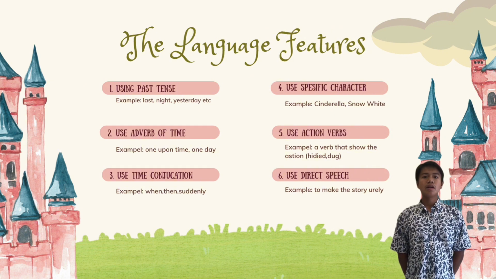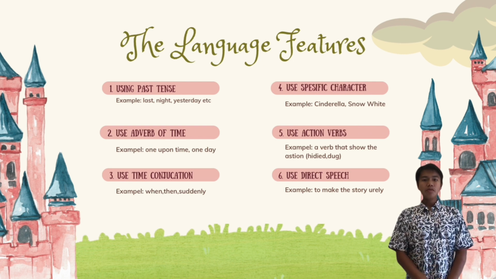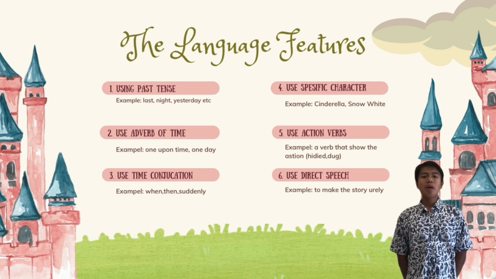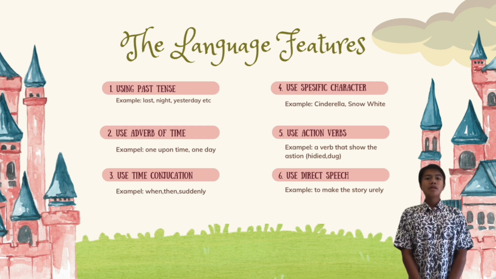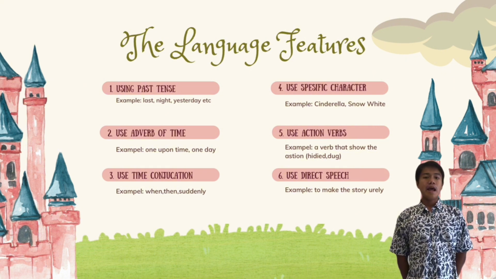The language features. The first is number 1, use past tense. Example: last night and yesterday. Number 2 is use adverb of time. Example: once upon a time and one day. Number 3 is use time conjunction. Example: when, then, and suddenly.